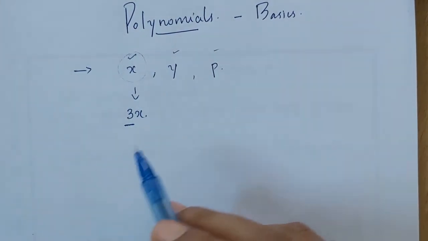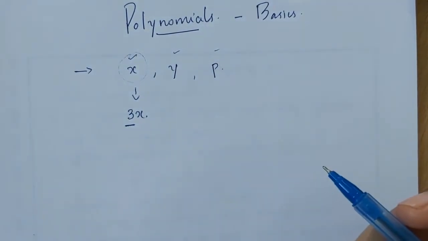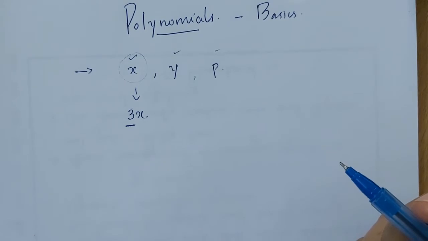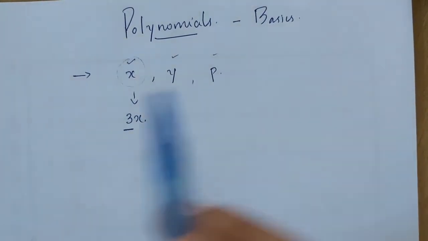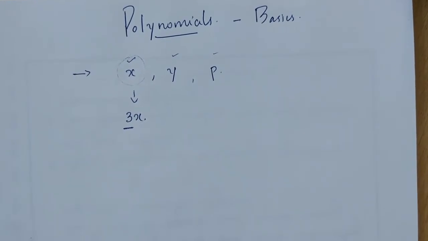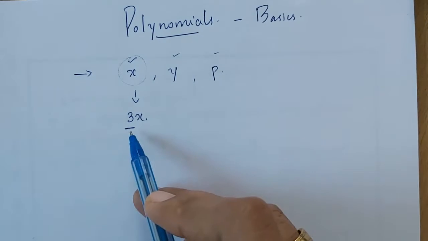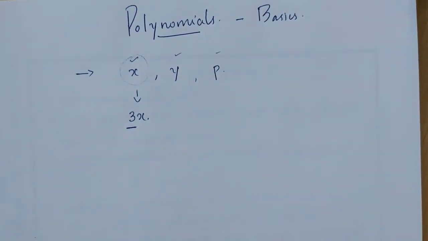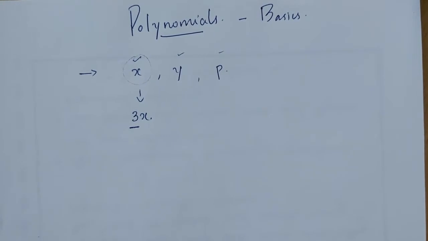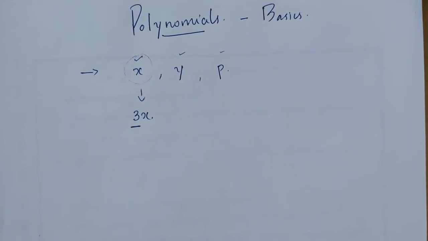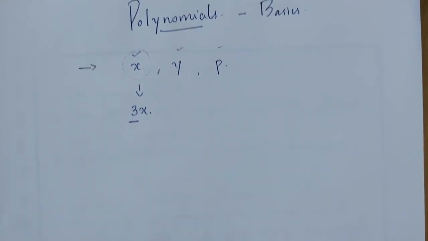And the polynomial involves only the operations of addition, subtraction, multiplication, etc. So what is the definition? A polynomial is an expression consisting of variables and coefficients that involves only the operations of addition, subtraction, multiplication, and non-negative exponents of variables.